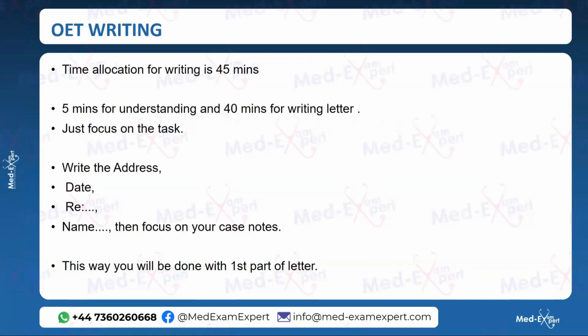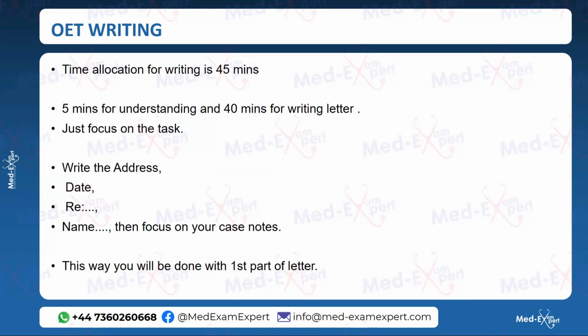So this is the basic introduction of the OET writing module. We know that the time allocation for the OET writing is 45 minutes. Okay. And these are not the complete 45 minutes. These are just 40 minutes for the letter writing. There are 5 minutes for understanding and 40 minutes for the letter writing. And these 5 minutes are not for you to waste. It is for you to properly understand the writing task.